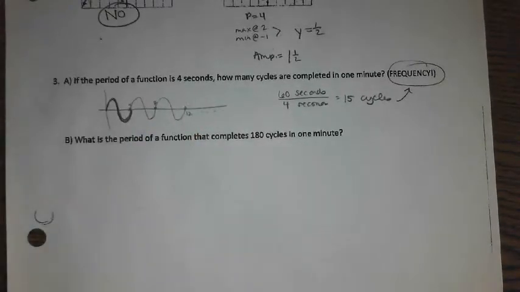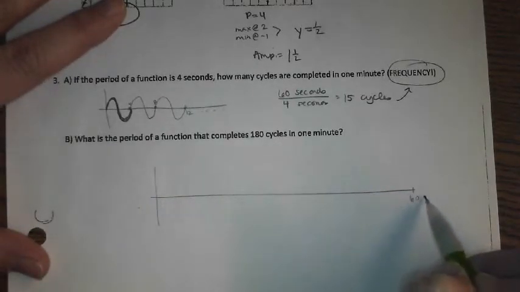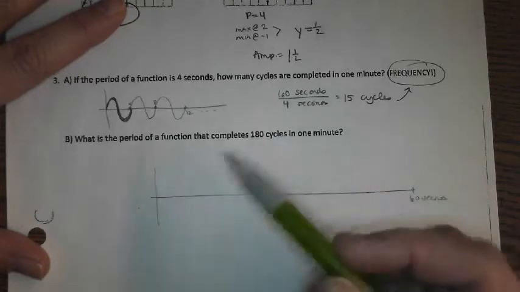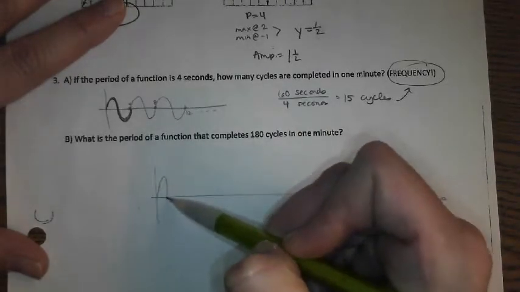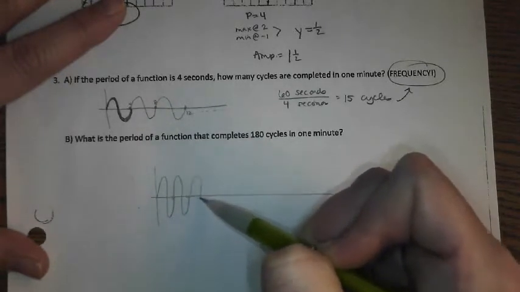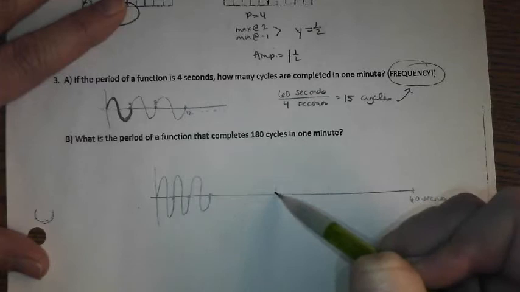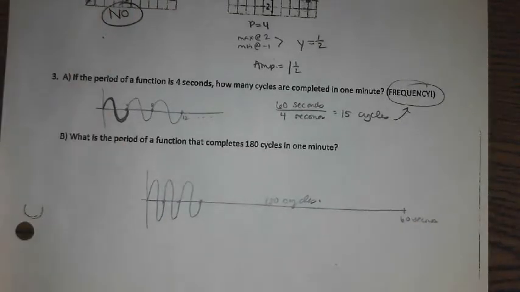B's interesting. What is the period if you're going to complete 180 cycles in 1 minute? So picture this. Here's your 60 seconds, your 1 minute. I'm going to fit 180 cycles. There's 1. There's 2. There's 3. If I fit 180 cycles, how long does just 1 cycle take?